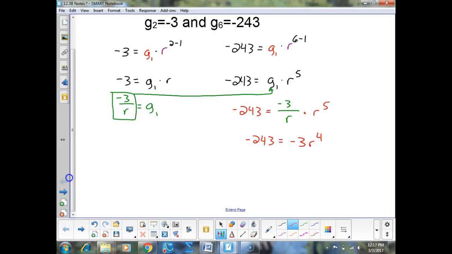Could you have done elimination? No. You can't in this case because they're multiplying. They're not being added. Okay. Yeah. I get 4, 5 minus 1. Okay. Divide both by negative 3. And I get positive 81 equals R to the fourth power.